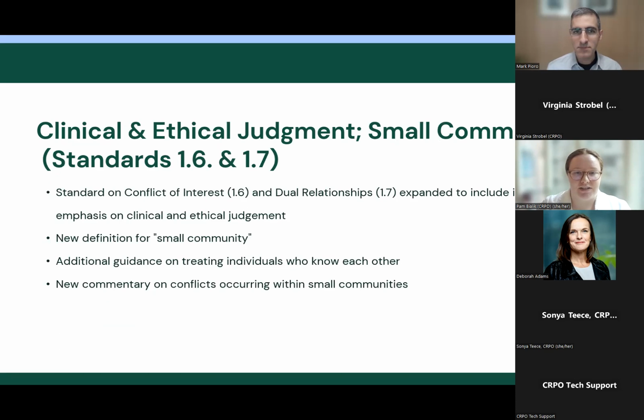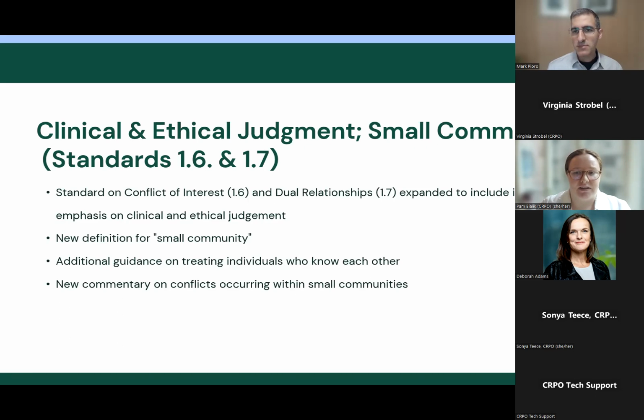First, we've made some changes to Standard 1.6, Conflict of Interest, and Standard 1.7, Dual Relationships. Both were expanded to include an increased emphasis on clinical and ethical judgment when dealing with conflicts in dual relationships. More specifically, conflicts and dual relationships that arise when working in small communities where such conflicts and relationships are unavoidable or impractical to avoid. When we say small communities, we recognize that communities may be geographic, racialized, equity deserving, academic, professional, social, spiritual, cultural, or bound by any other unifying experience or characteristic, including disability, sexuality, or identity.